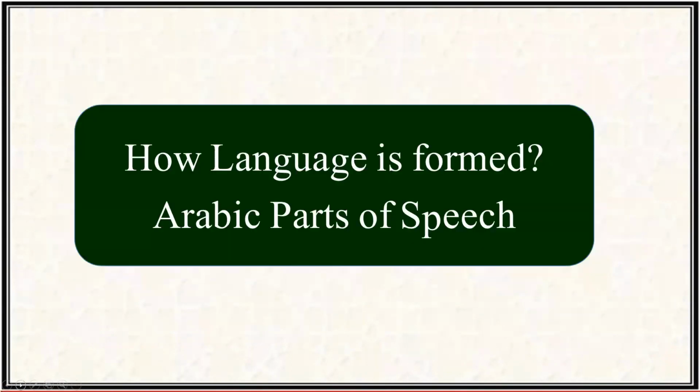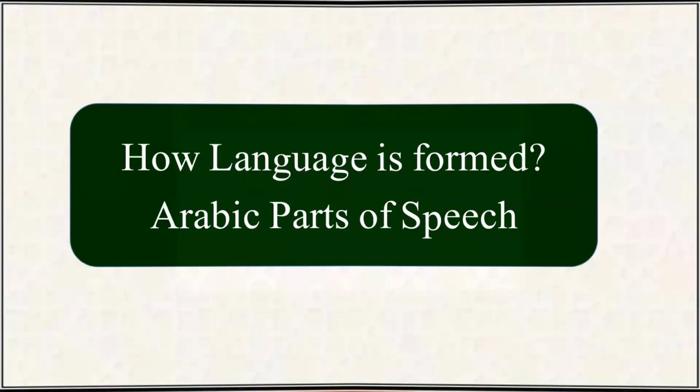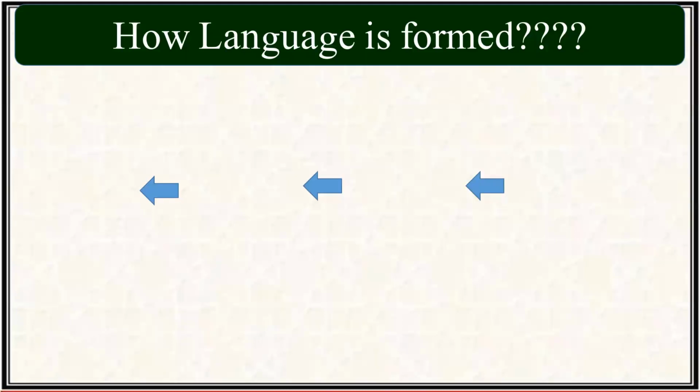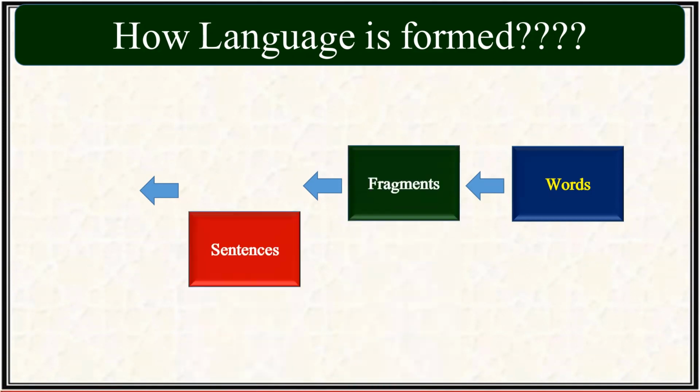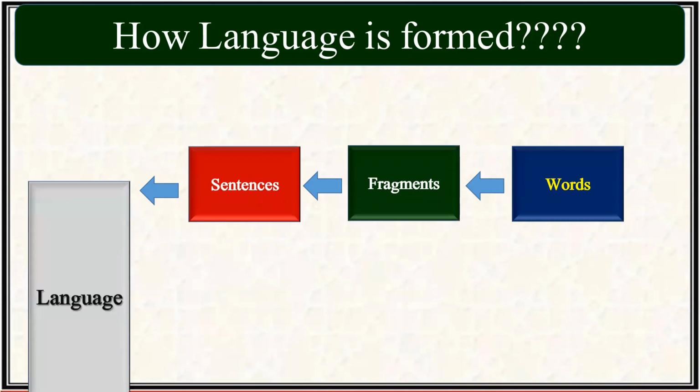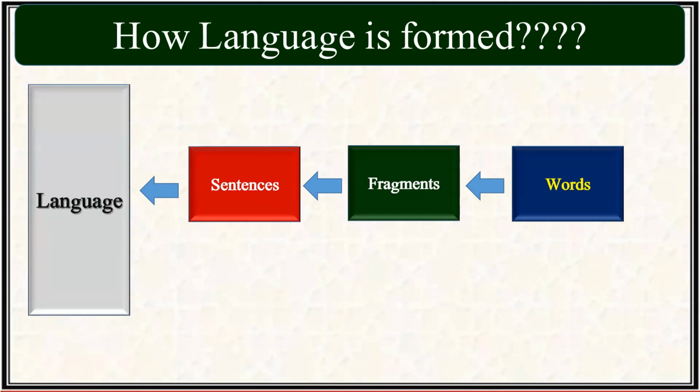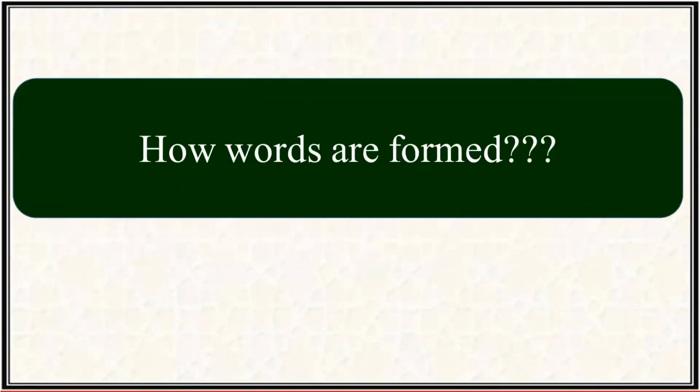In today's lecture, we would be learning two main things. One is how language is formed, and other is Arabic parts of speech. Now, anyone having any idea how language is formed? It's a very simple way. There are the words. These are the basic units of any language. Words came together to form fragments. Fragments come together to form sentences, and the bunch of sentences make language. Every language in the world is formed in this same manner.